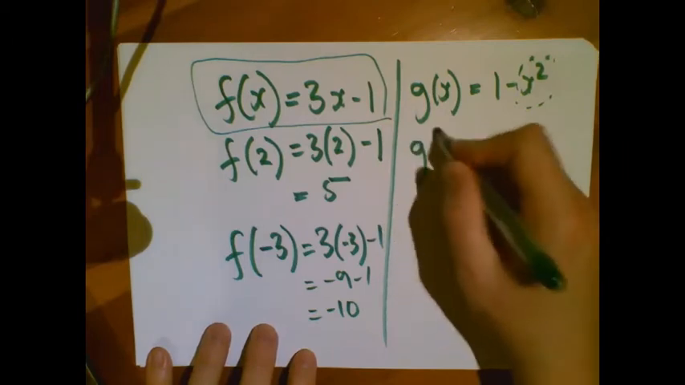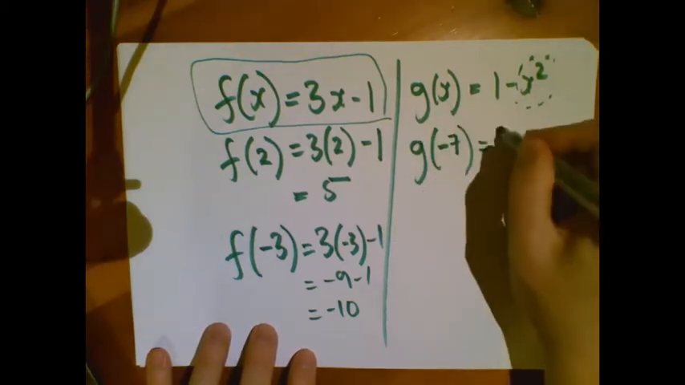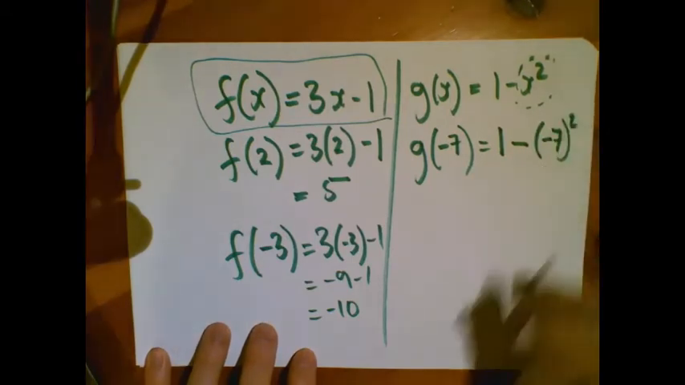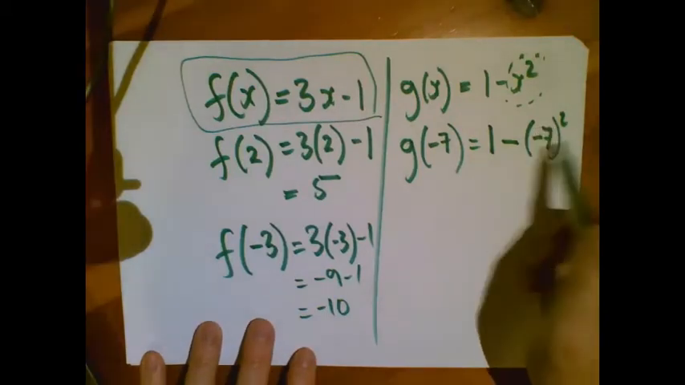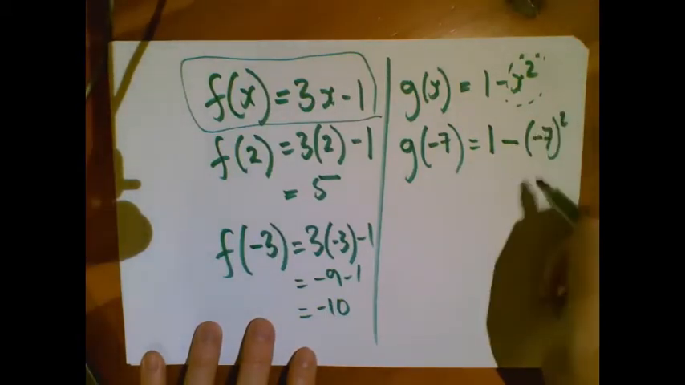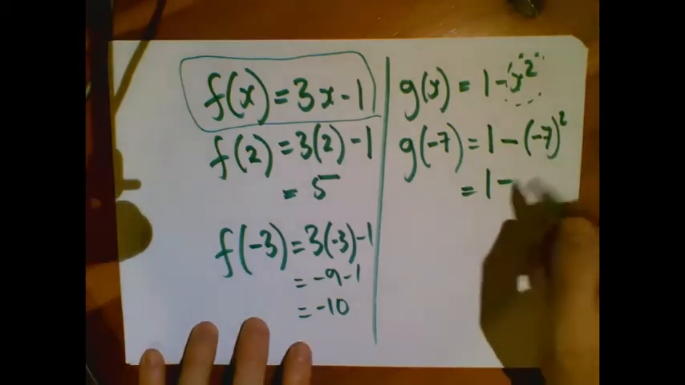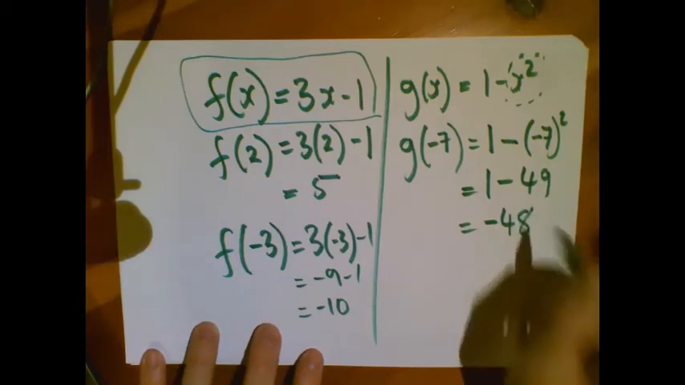So if you had g of minus 7, for example, we have to do 1 take away minus 7 squared. And it helps to use brackets if you're putting a number into your calculator which is negative. If you square it, we know that that can go wrong unless it's in brackets. So that'd be 1 take away minus 7 squared is 49. So it's 1 take away 49, which is minus 48.